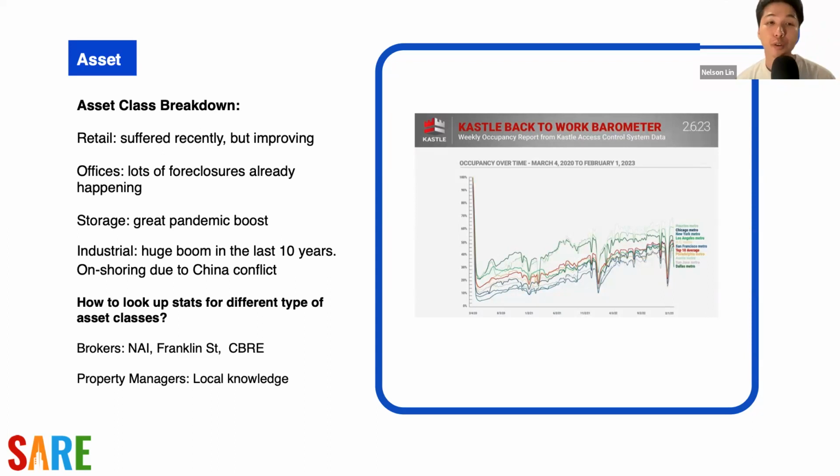Industrial, huge boom in the last 10 years. Basically, we've had this huge boom in industrial and warehouse and in particular shipping companies because of the e-commerce boom. The places where retail suffered, industrial picked up on. And now that we have a bunch of onshoring with the conflict with China, you're starting to see a lot of companies put more and more business back in America.